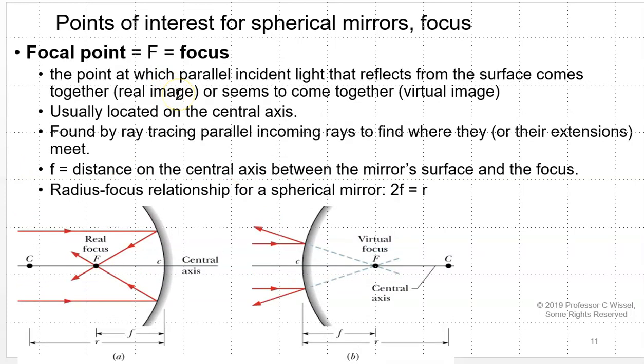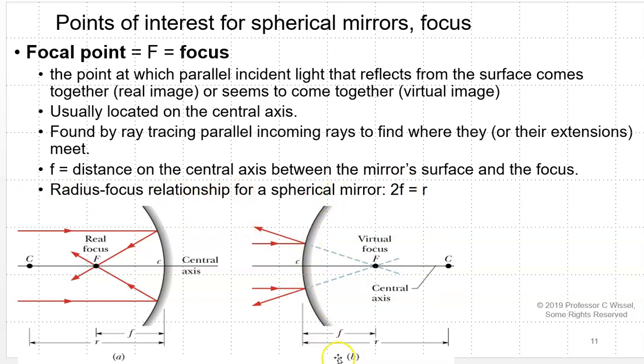The focal point is given the symbol F, and is otherwise known as the focus. It's the point at which, if you had parallel light rays coming in, they will bounce off the mirror and come together at a certain point. That distance from that point to here along the central axis is the focal length of the mirror, little f. And we find this by ray tracing, and we can also use the formulas. We'll do that later. F is, of course, the distance on the central axis between the mirror surface and the focus, and there's a radius-focus relationship for spherical mirrors, 2F equals R.